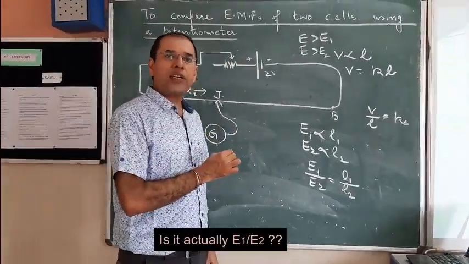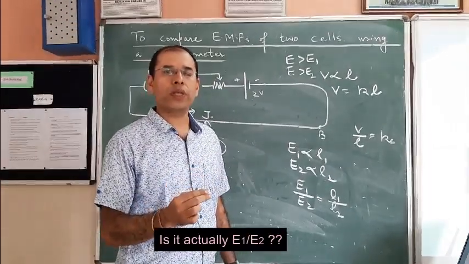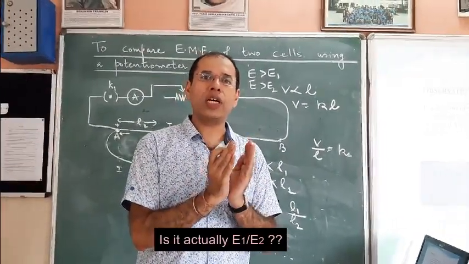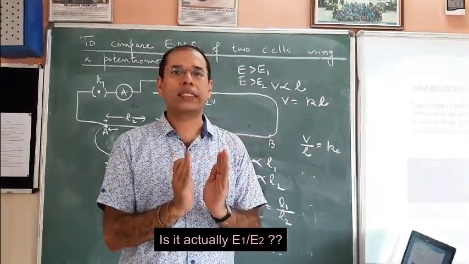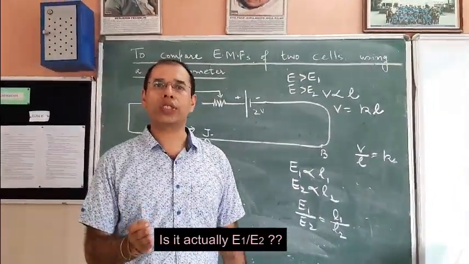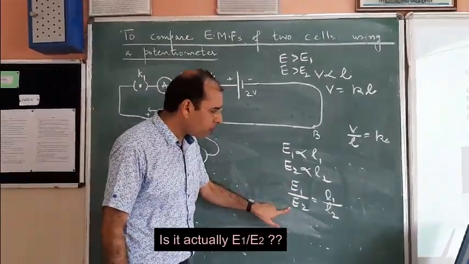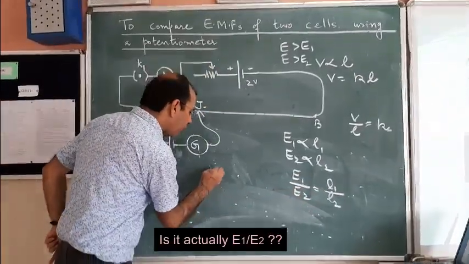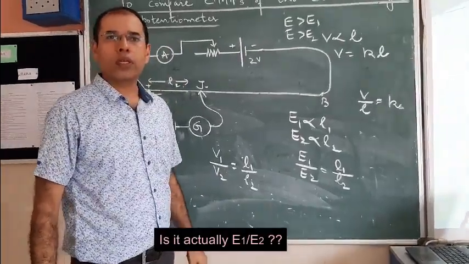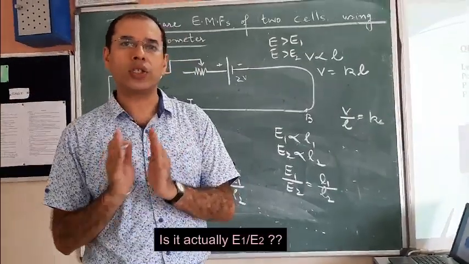Now in the beginning of our experiment, we were talking about two terms, EMF and terminal potential difference. You have studied in theory that we talk of EMF of a cell when the cell is in open circuit, and we talk of terminal potential difference when the cell is in closed circuit. So can you tell me, on the basis of that, have we actually measured E1 by E2 as L1 by L2, or have we measured V1 by V2 as L1 by L2? So this all is depending upon whether the circuit is open or the circuit is closed.